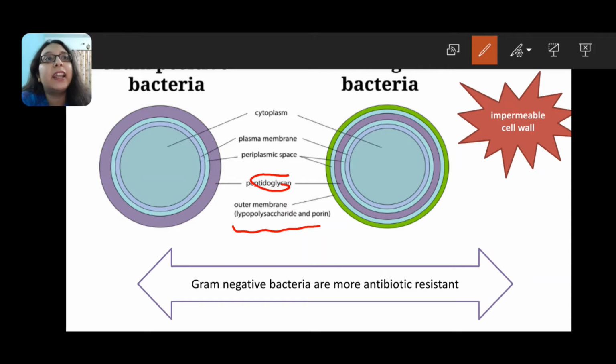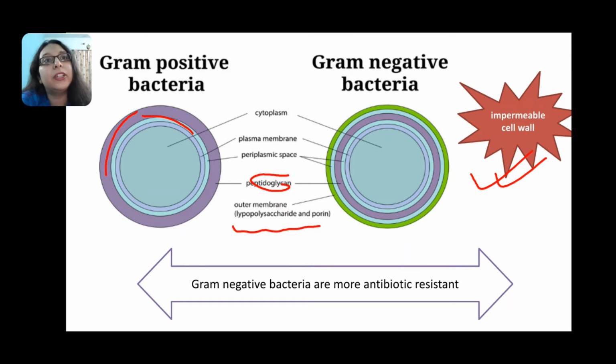This polysaccharide layer makes this gram negative bacteria totally impermeable. It is impermeable to the stains, whereas in case of gram positive bacteria, because of the presence of this peptidoglycan layer outside, it is able to absorb the stain, and therefore its color changes to violet when we are noticing it under a microscope. Another important thing that we should know over here is that in case of gram negative bacteria, they are more antibiotic resistant.